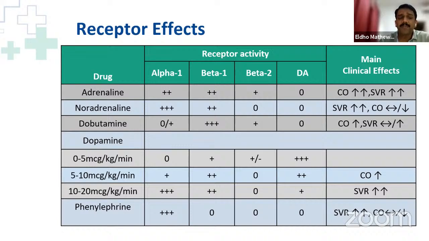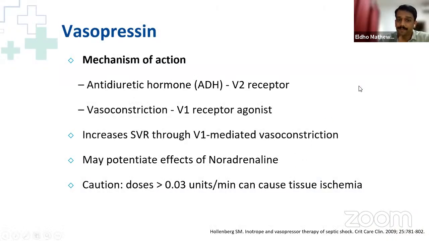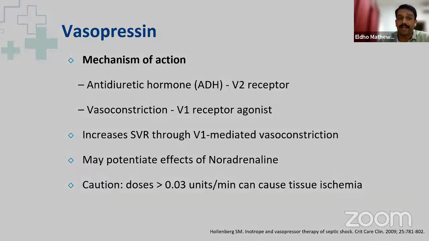And phenylephrine, if we consider when the patient has tachycardia or arrhythmia, we will go with the phenylephrine, which has activity only on alpha-1 and will increase the systemic vascular resistance. Coming to vasopressin. The first choice, as I said, will be noradrenaline, and second, we can use vasopressin. It will potentiate the effect of noradrenaline. It acts on V1 receptors and causes vasoconstriction, thereby increasing the blood pressure. If the dose is more than 0.03 units per minute, it can cause tissue ischemia. Peripheral ischemia will be the complication.